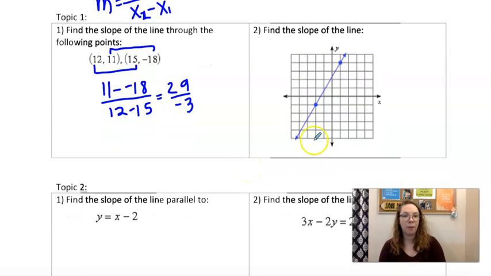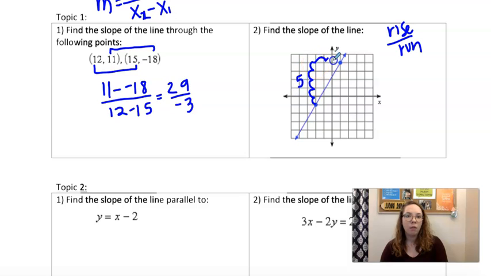Finding the slope from a graph, we're doing rise over run. So we're just going to count our grid spaces here. 1, 2, 3, 4, 5, it looks like, up, and then over 1, 2, 3. So 5/3 is our slope on number 2.